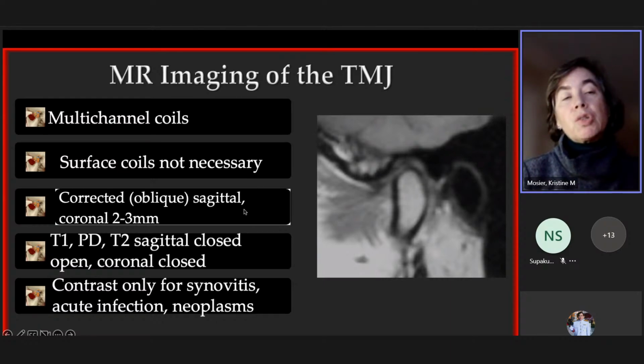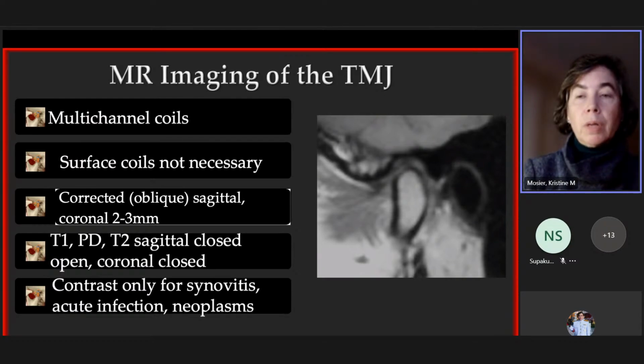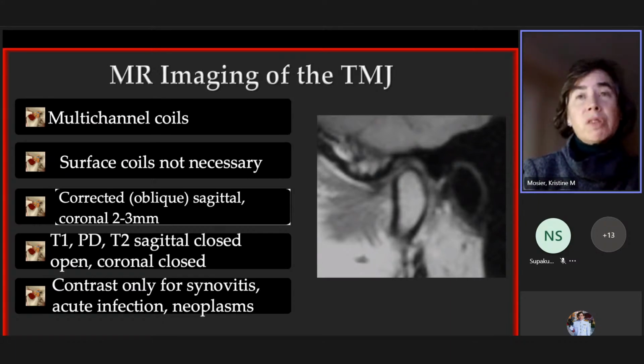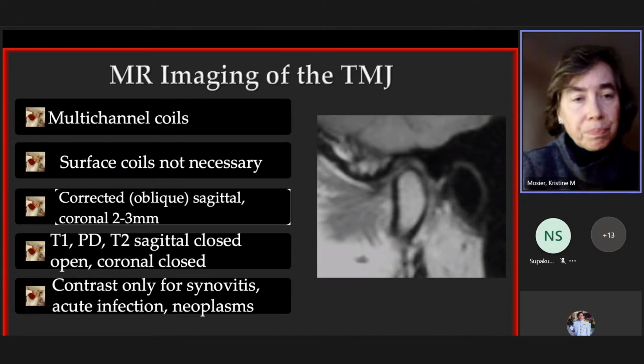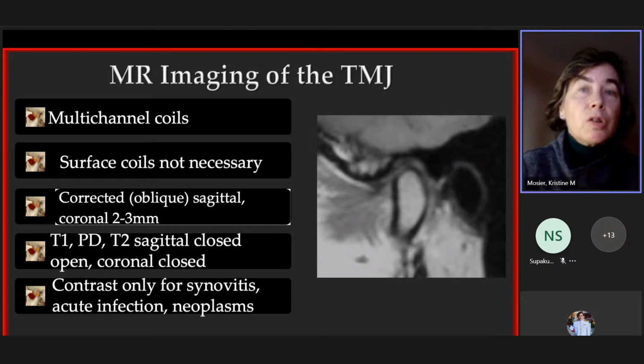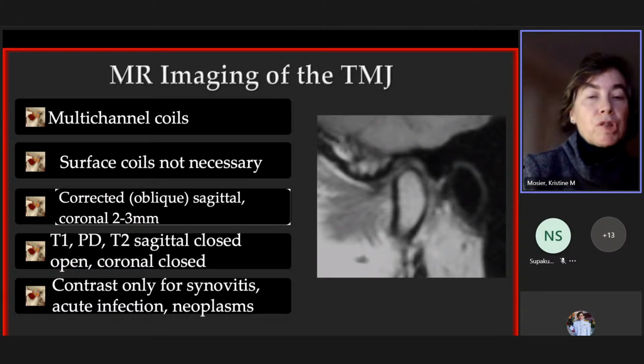And the way that we acquire the images, we're going to do corrected oblique sagittal and coronal thin section images, 2 to 3 millimeters. We're going to use T1, proton density, and T2 images, and we really rely on the proton densities. Those give us better signal in terms of looking at the articular disc. And these we acquire in the closed position and the open position. We also acquire coronal images in the closed position.